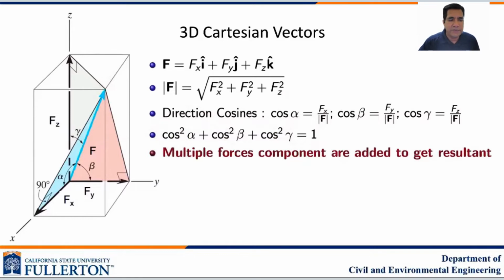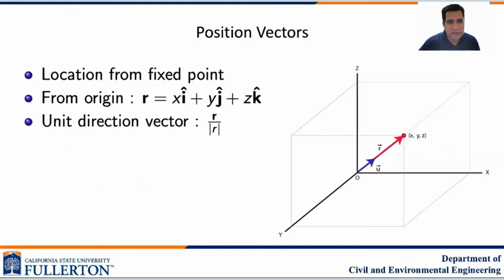When we have multiple forces acting on the system, then just like a 2D system, we can add the components in the x, y, z directions to get the resultant vector. There is another vector that's really important for many engineering applications, that is position vectors.